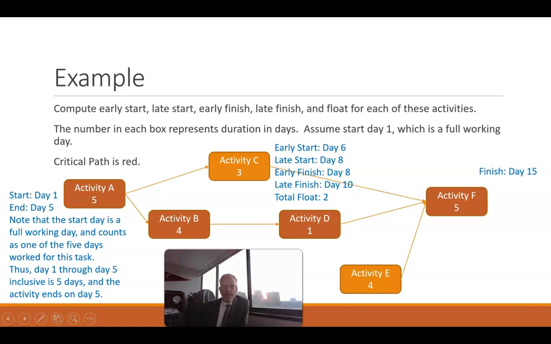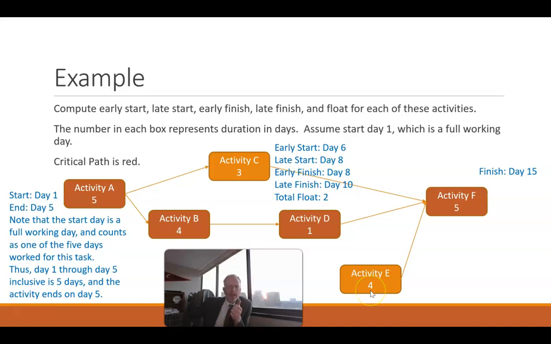Now let's consider activity E, which is a bit of an interesting one, because E simply has to finish before F starts. We know F is going to start on the morning of day 11. So E needs to be finished by the end of day 10. But aside from that, there are no other constraints here. It's running parallel to the critical path. It's running parallel to the A, B, D lane of the critical path, which is 10 days. Activity E is 4 days. That gives us 6 days of float.